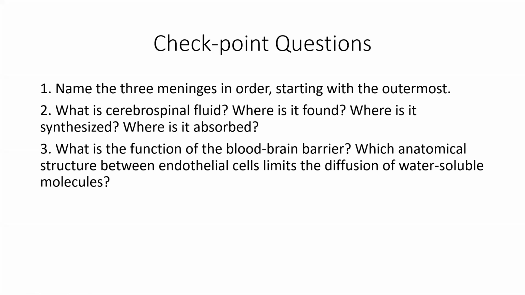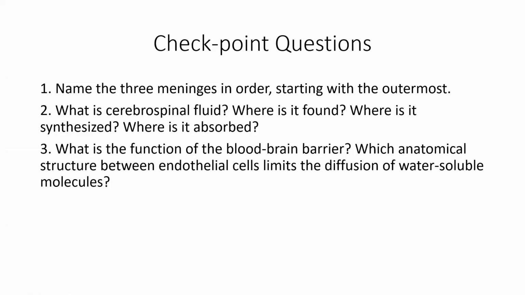The second question, what is CSF? Where is it found? Where is it synthesized? Where is it absorbed? So CSF, or cerebrospinal fluid, is the watery clear fluid. It bathes our central nervous tissue. It also helps to regulate a unique environment around our central nervous tissue that's different from the plasma, what's happening in the rest of the body.